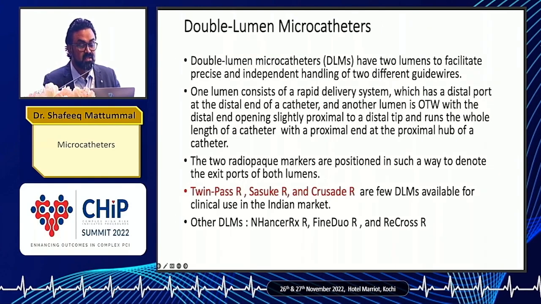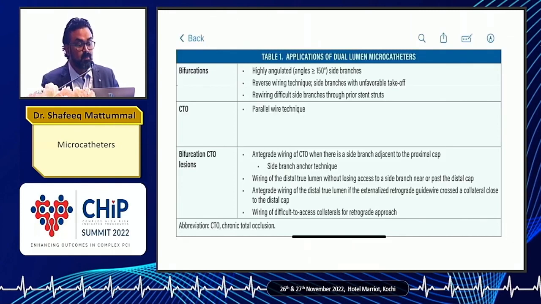Dual lumen catheters have two lumens to facilitate precise and independent handling of two different wires. One lumen contains a rapid delivery system, and the other lumen is an OTW where you can advance the wire. Twin Pass, Sasuke and Crusade are the main DLMs available in our market. And they are specifically indicated in bifurcations where there is a higher angulation.